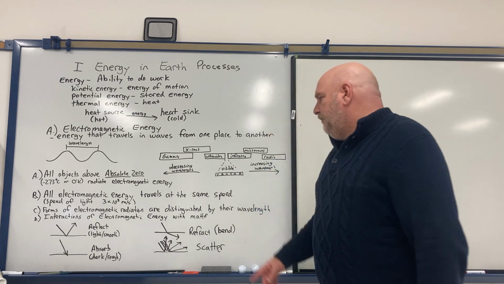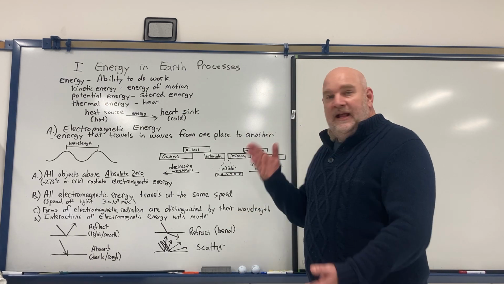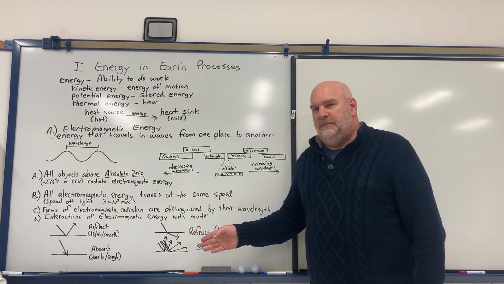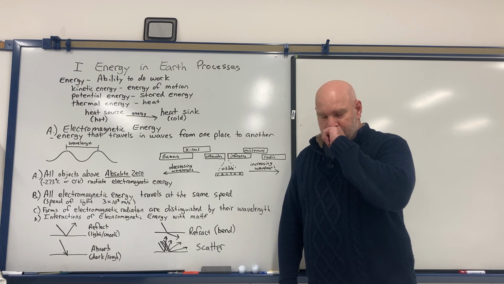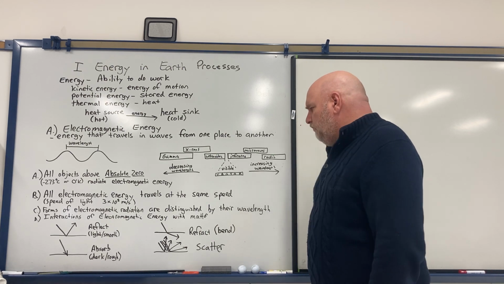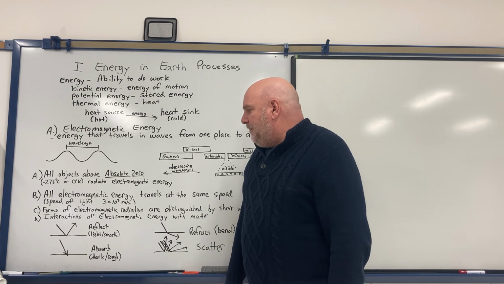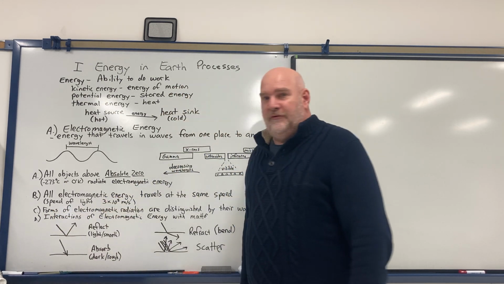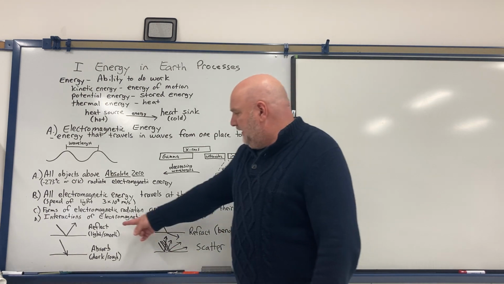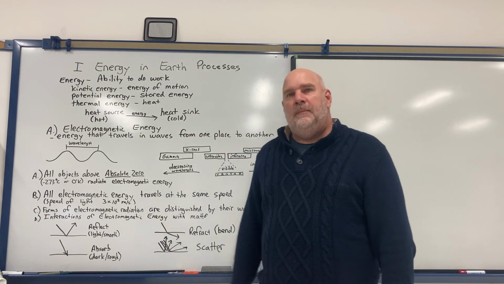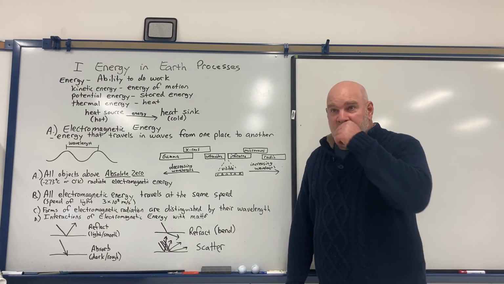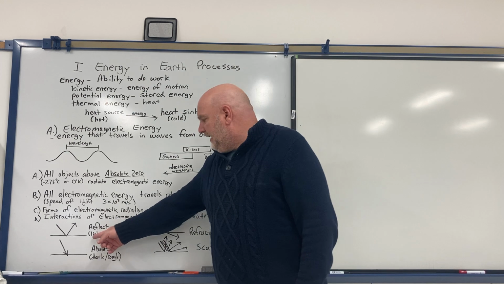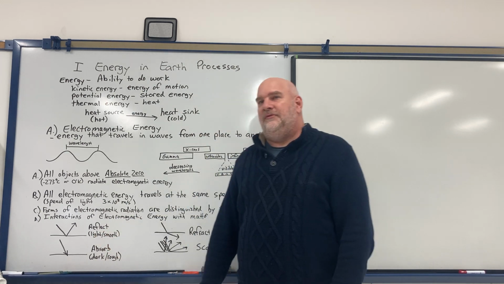Now, what happens to electromagnetic energy when it hits a material? This is going to be true for all types of electromagnetic energy, but what we're most familiar with is visible light, so we use that as an example. One thing that can happen is when electromagnetic energy hits a surface, it can bounce off of it. The word we use for that is reflect. Some materials reflect energy better than others. The best reflectors are things that are light colored and smooth.